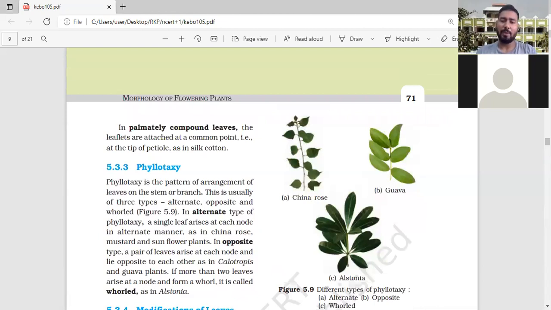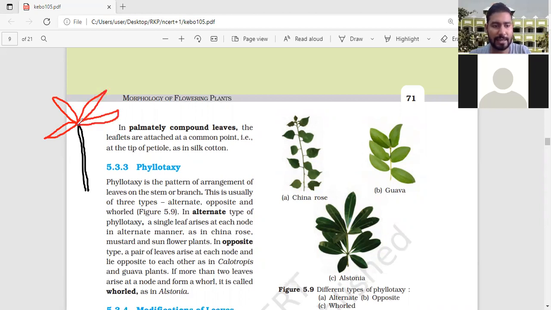In the palmately compound leaf, it looks like a palm. Suppose this is the stem. I'm drawing this figure so that your concept is clear. At the apical part of the stem, from a single point, they form a structure like this. So this is called the palmate type. Palm means like this, with the different leaflets, 1, 2, 3, 4, like that. This is called the palmately compound leaf.